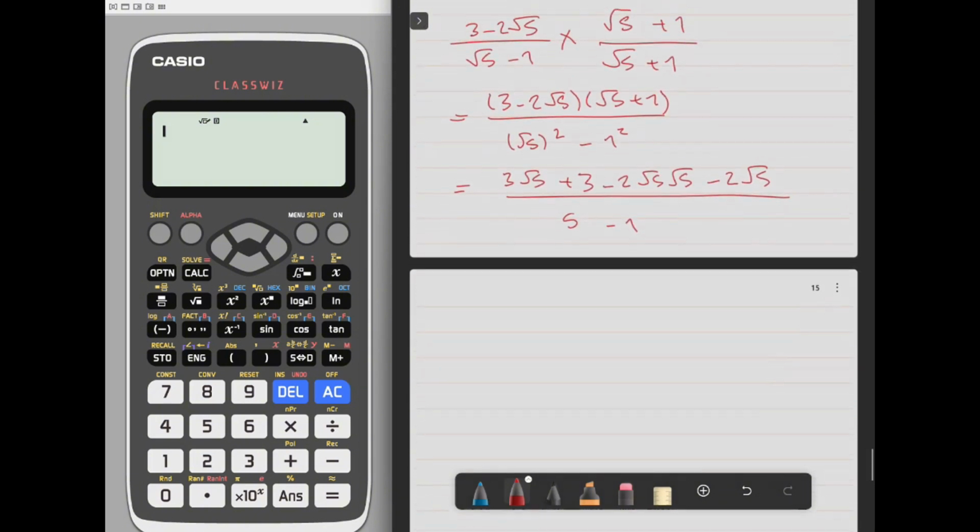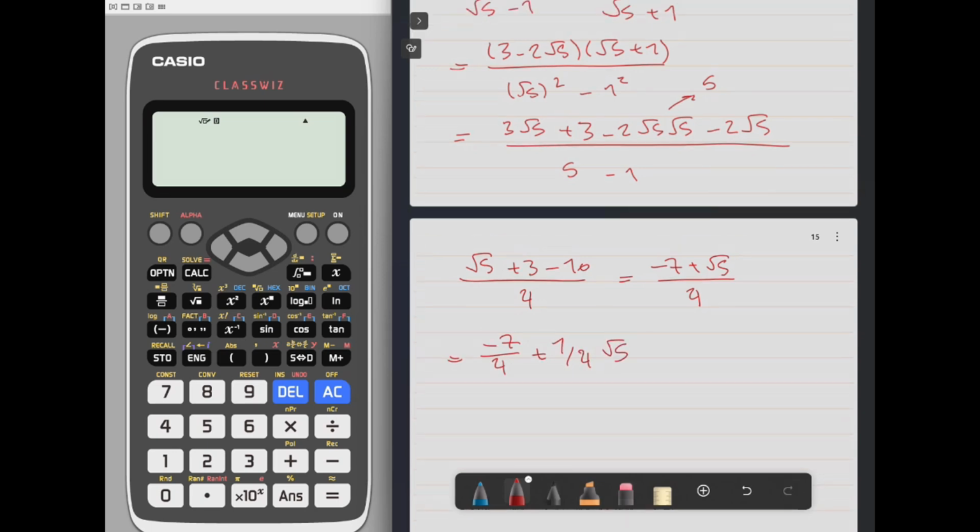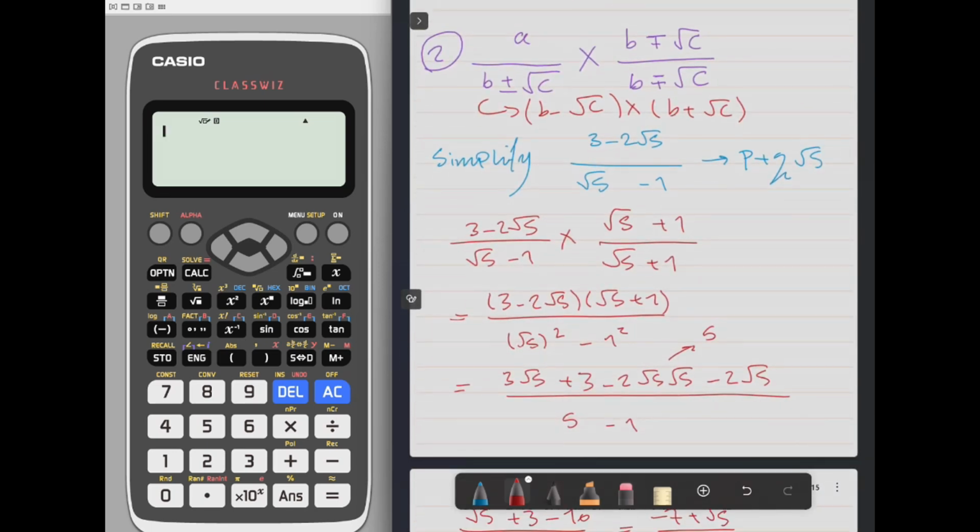So I just need to simplify this one, right? 3 root 5, and here I have minus 2 root 5, so it will be root 5. And root 5 times root 5 is simply 5. Minus 2 times 5, minus 10. So I have plus 3 minus 10 over 4, which is going to be minus 7 plus root 5 over 4. And our answer will be minus 7 over 4 plus 1 over 4 times root 5. So we have our answer in the form p plus q root 5.